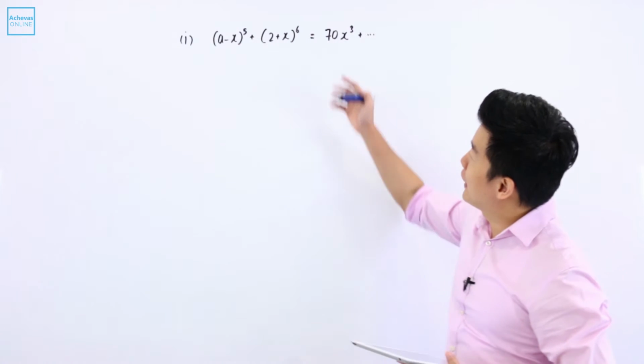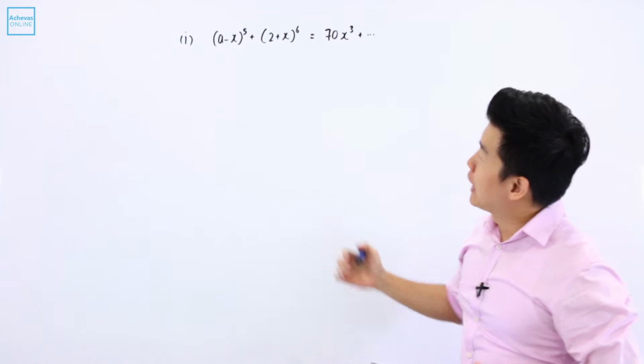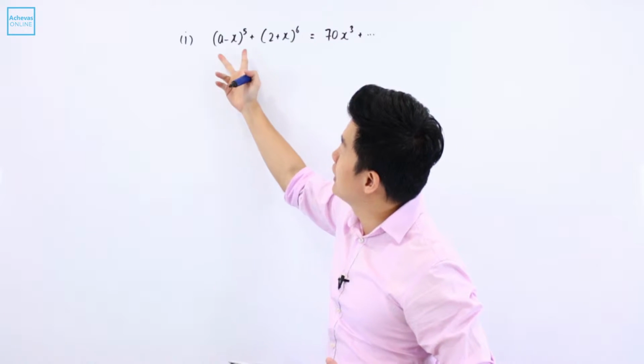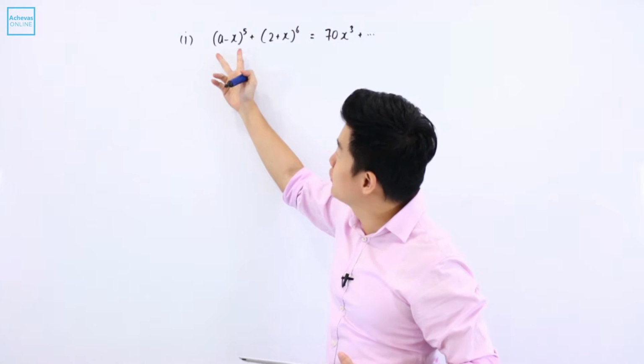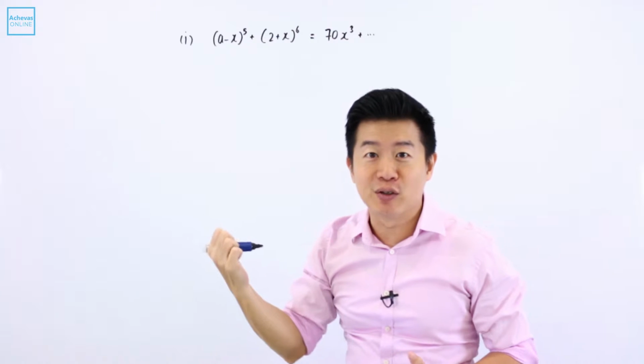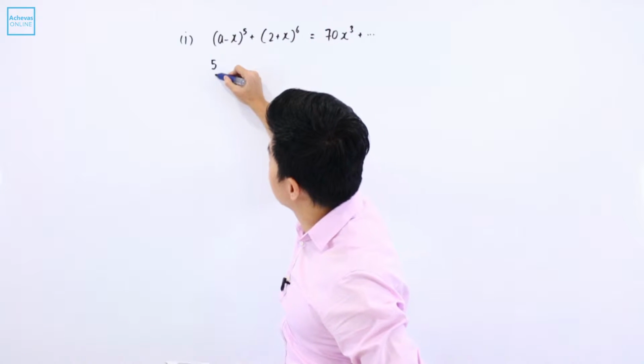The coefficient of x to the power of 3 of this expression is 70. And to obtain the x to the power of 3 terms for this entire expression here, I'm going to apply the binomial expansion for this and this. Applying the binomial expansion for this, extracting out the term that is x to the power of 3, that term will look something like this.